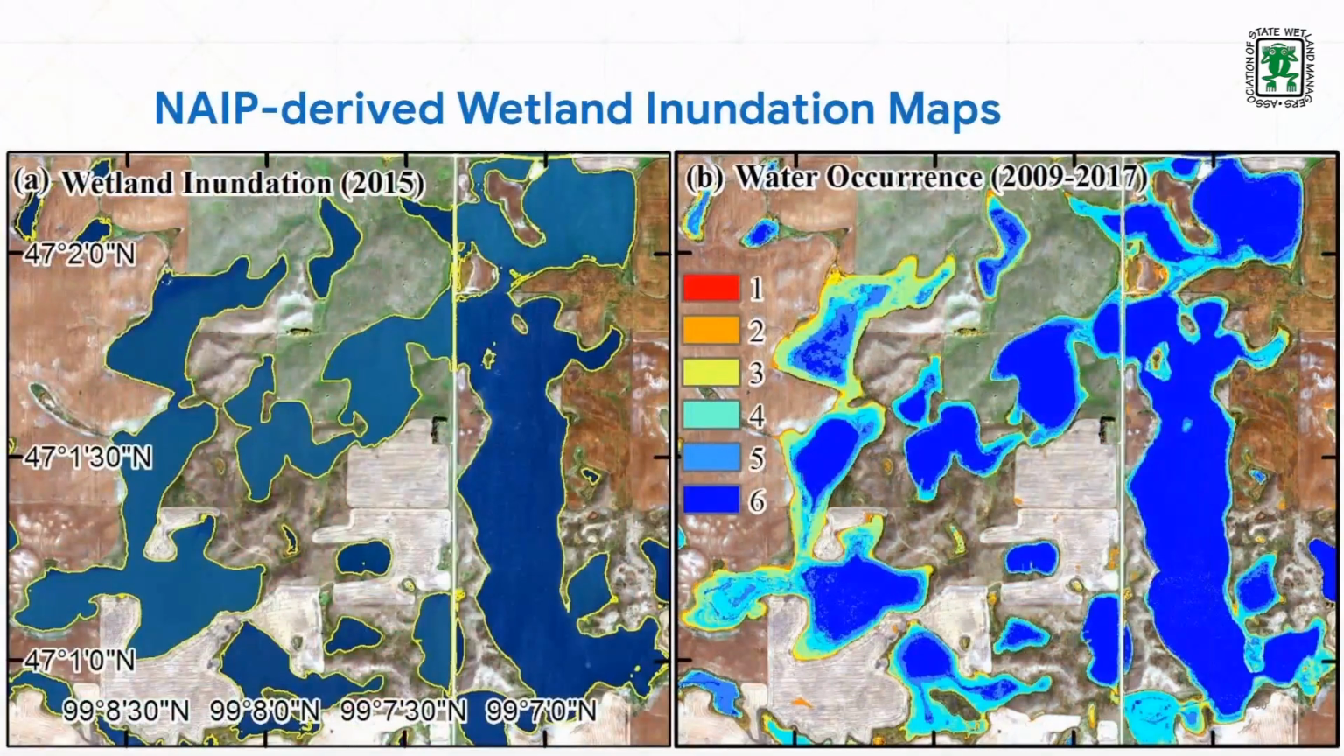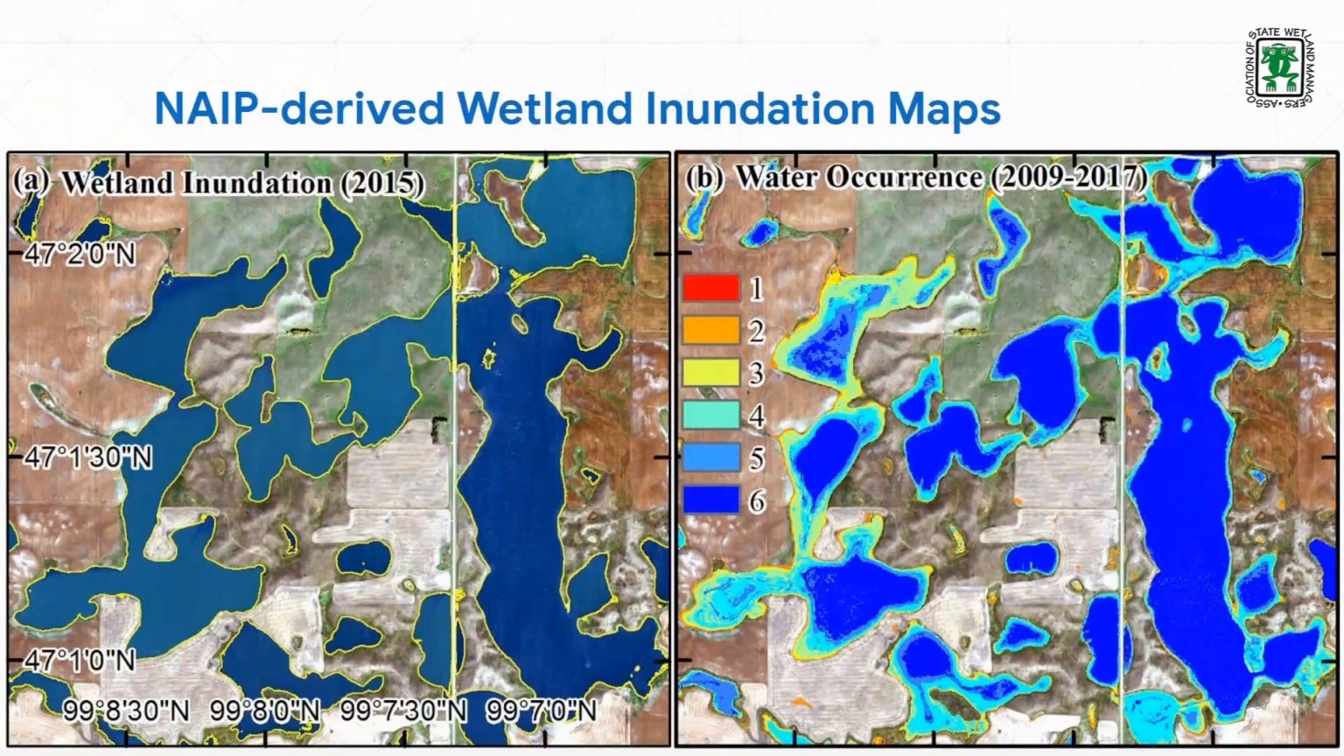And here shows you the results. So this is the highlights of using Google Earth Engine. Right on the left side shows you the inundation in 2015 using the imagery. But we have multiple years, right? So for the study area, we have 6 time periods.